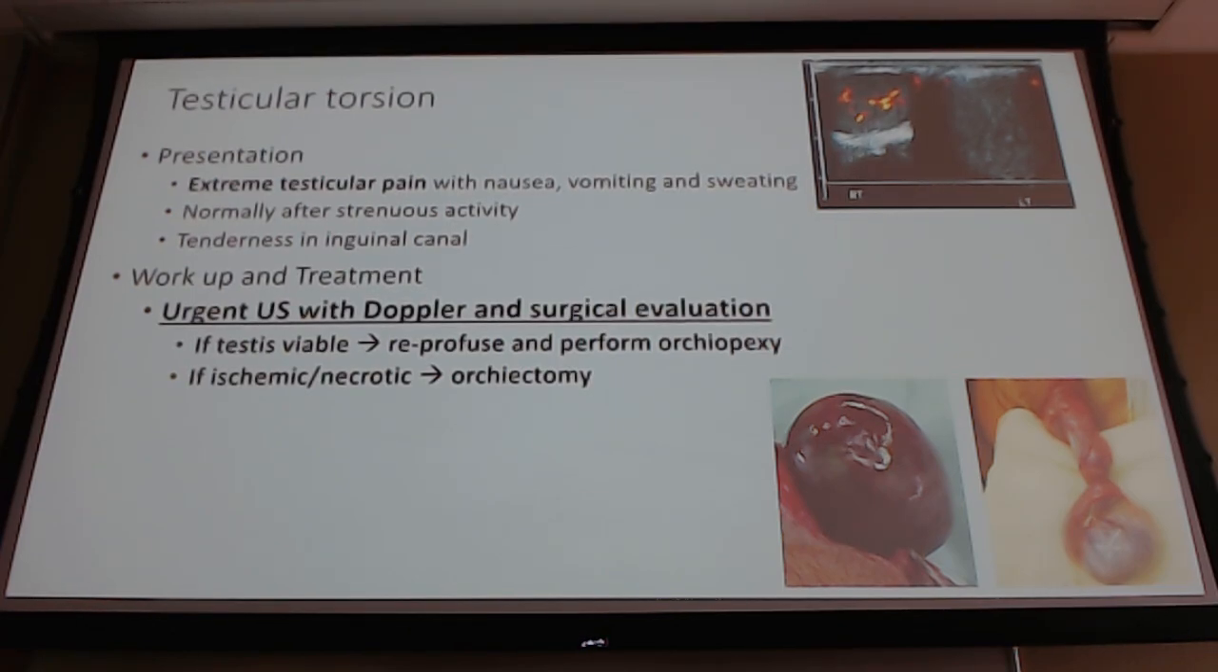Torsion. Extreme testicular pain. They'll be nauseated, vomiting, and sweating. This is the most tender, painful situation a male can go through. Normally it's after strenuous activity, something caused it. It's not necessarily going to be from sitting on the couch doing nothing. If you suspect it, you have a high riding testicle, do an urgent ultrasound with Doppler and call urology.